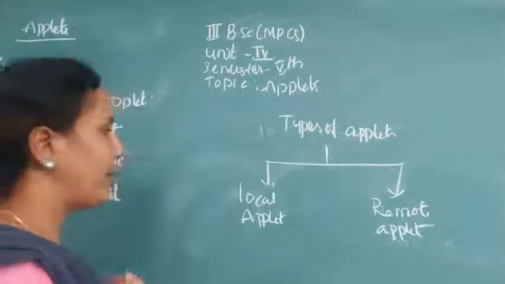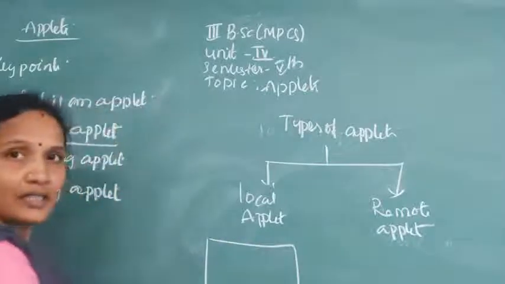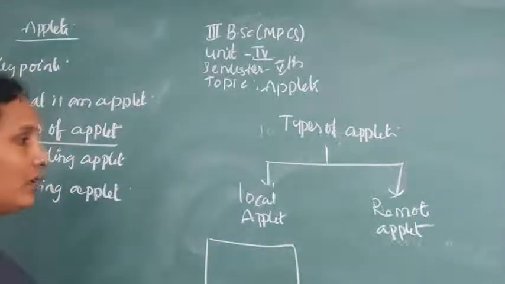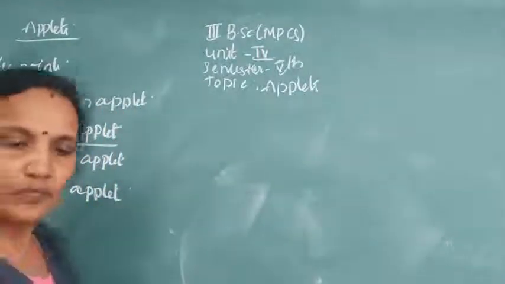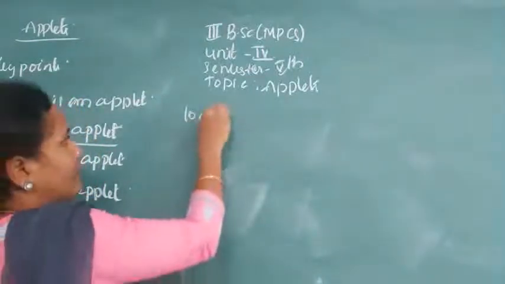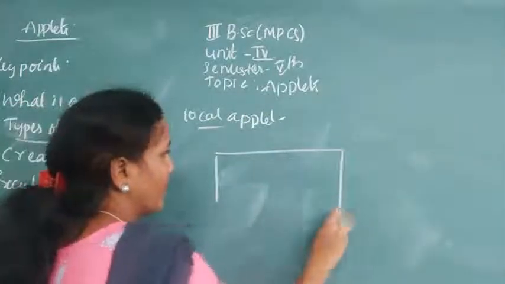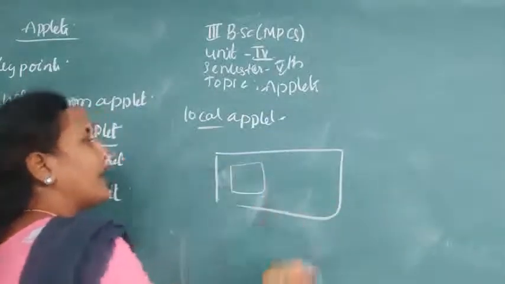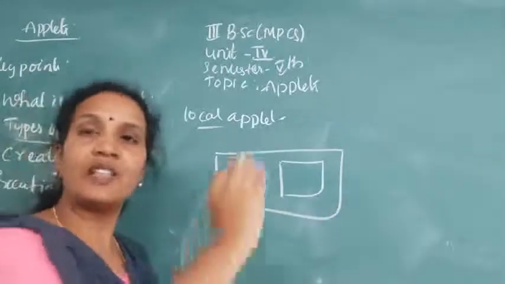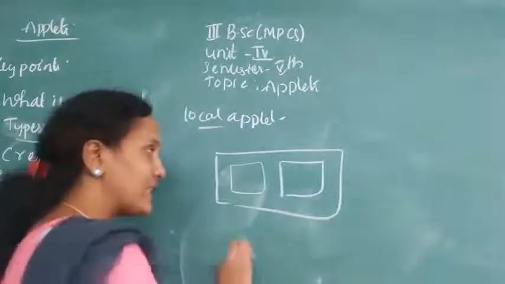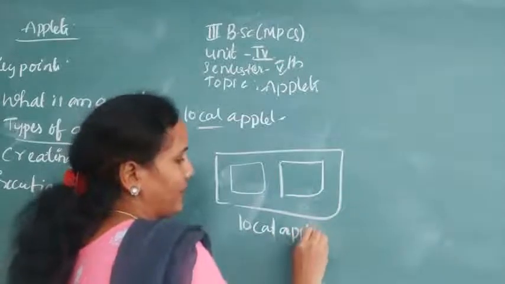Understood? Local applet means, for example, this is our system. In this system only, we have our Java program and our HTML program, within our system only. It is not connected to the internet. Such a type of applet is called a local applet.